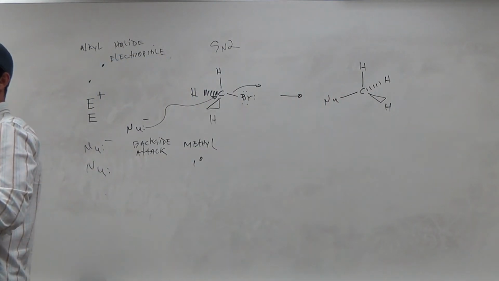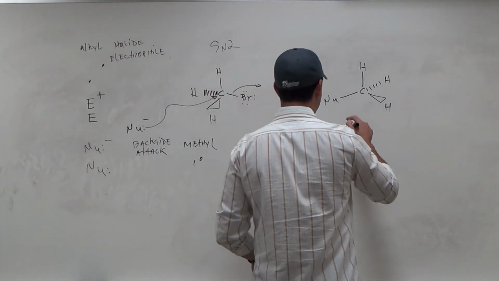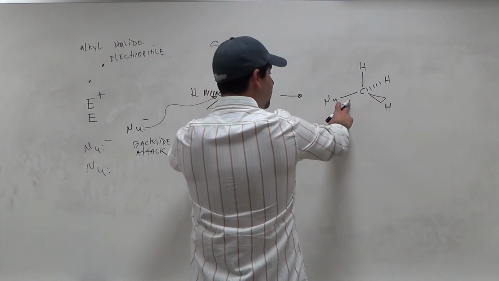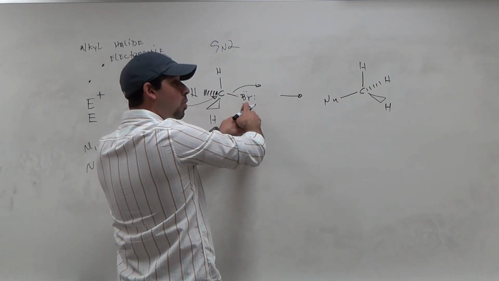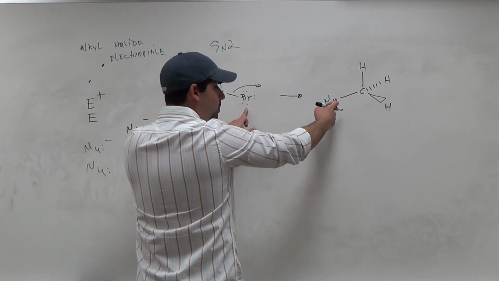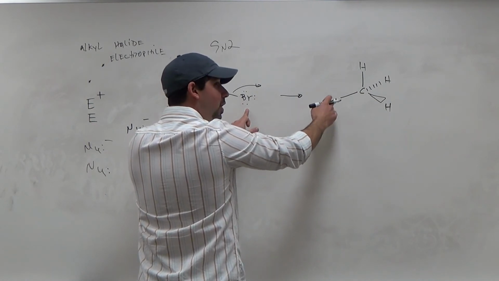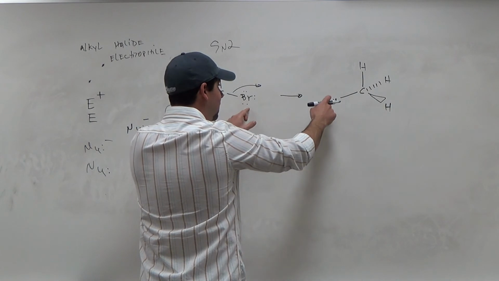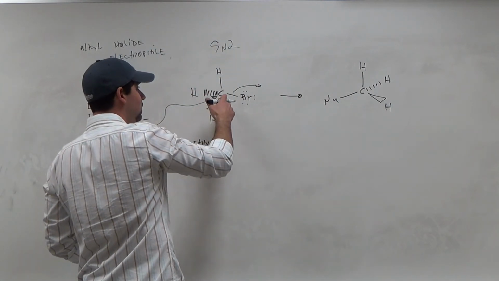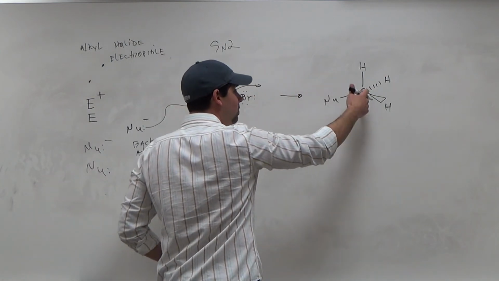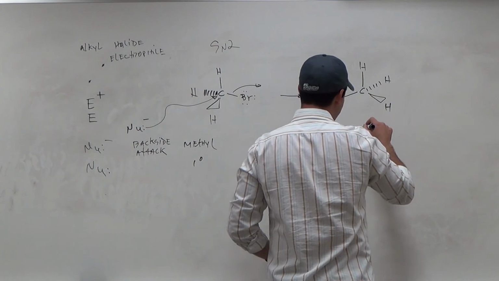So what does that give you? It gives you inversion of configuration. Remember, this is like the mirror image. Do you see it here? The difference is that this bromine here got replaced by a nucleophile, but it happened through the back. If it has the same priority, it will be the reverse of what this is. So if this is R and the priority stayed the same, this will be S. And that's called inversion of configuration.